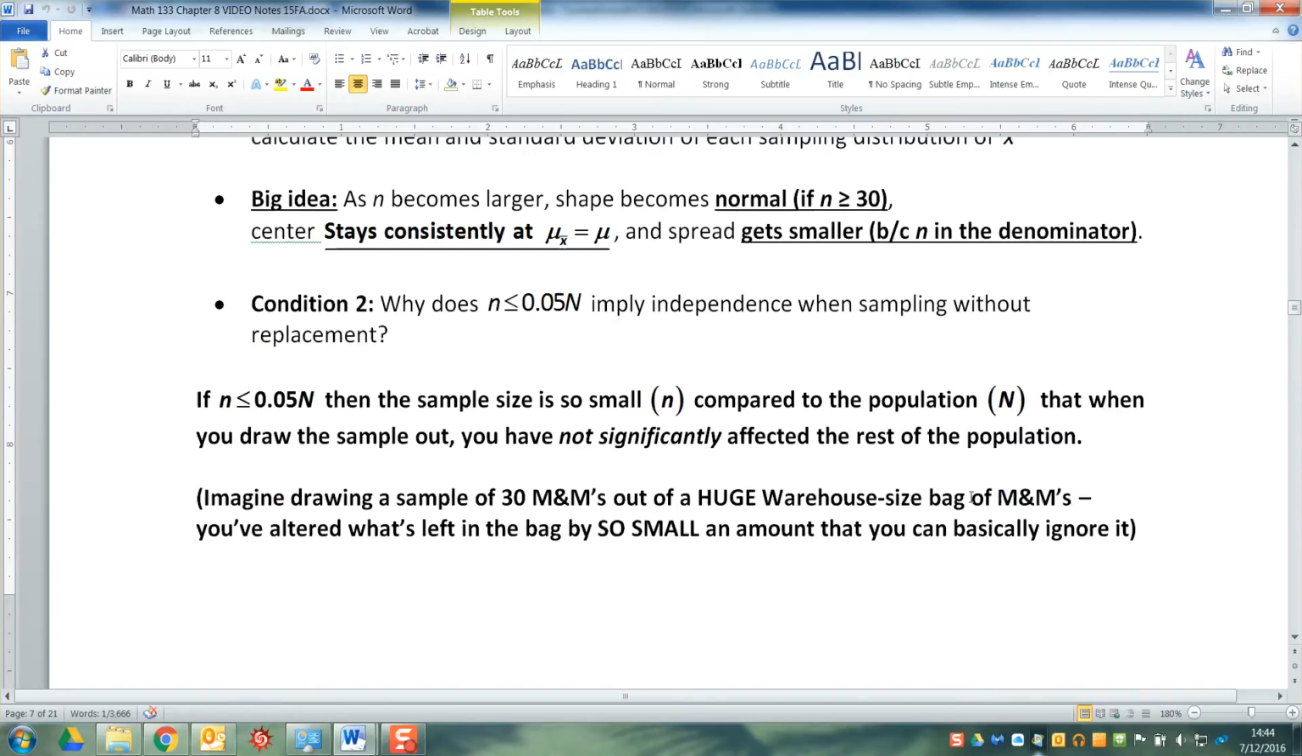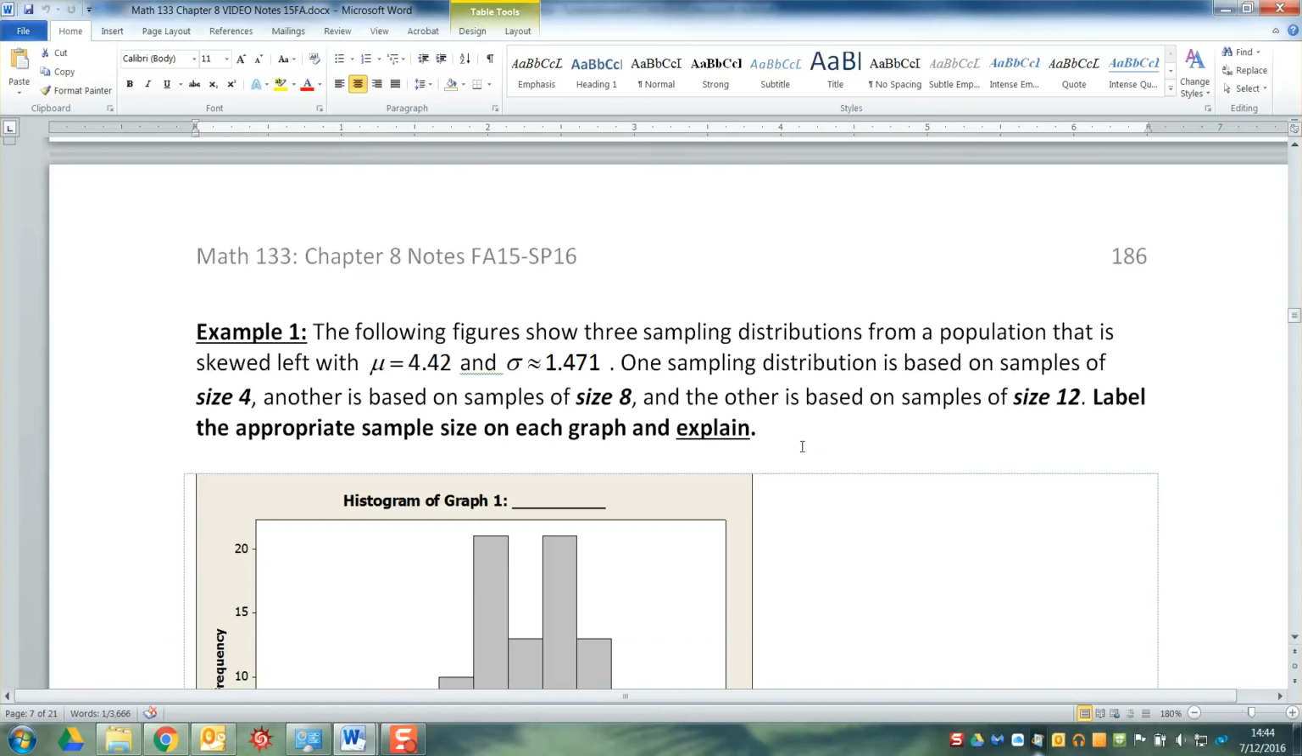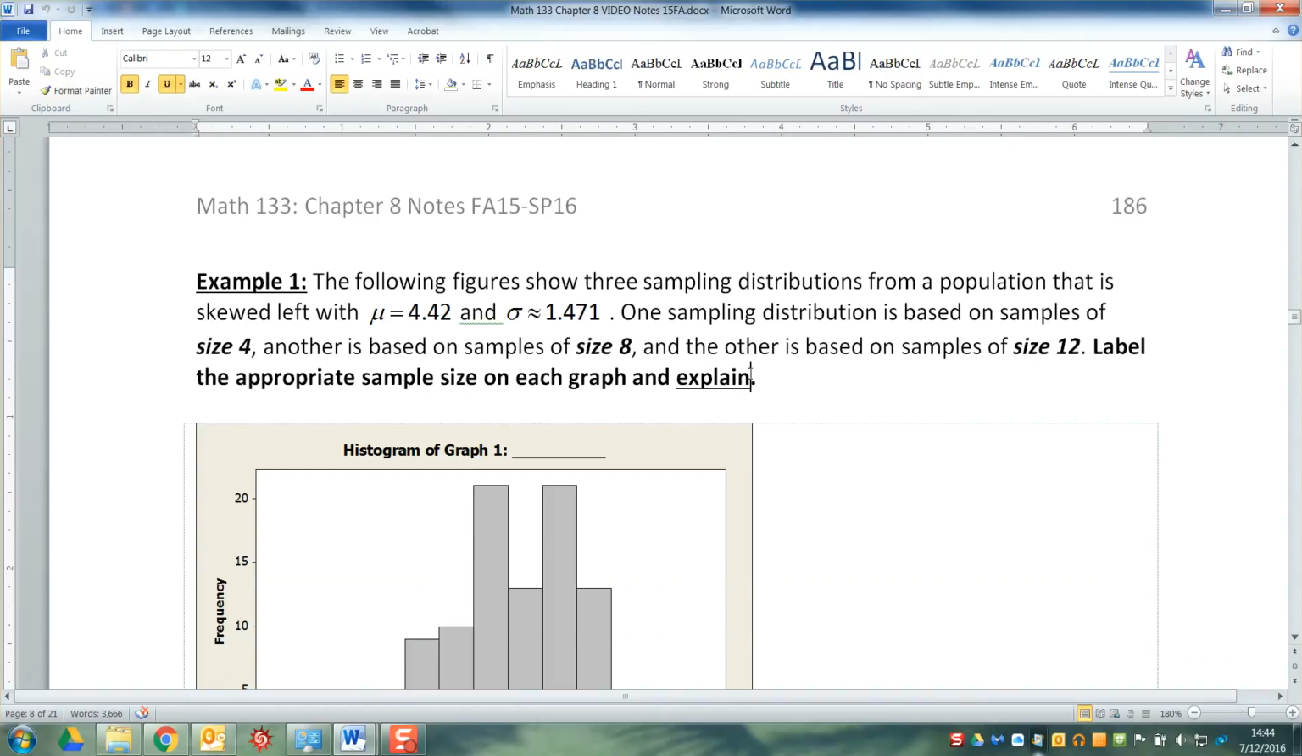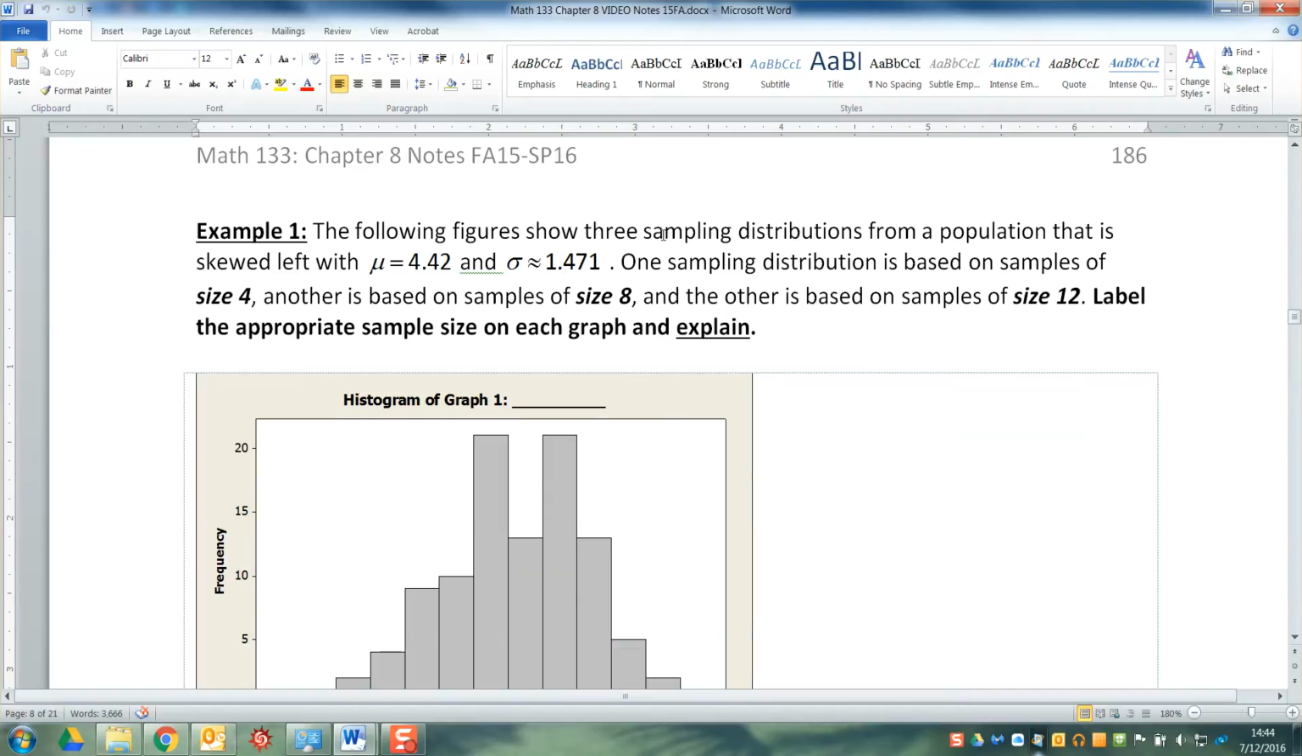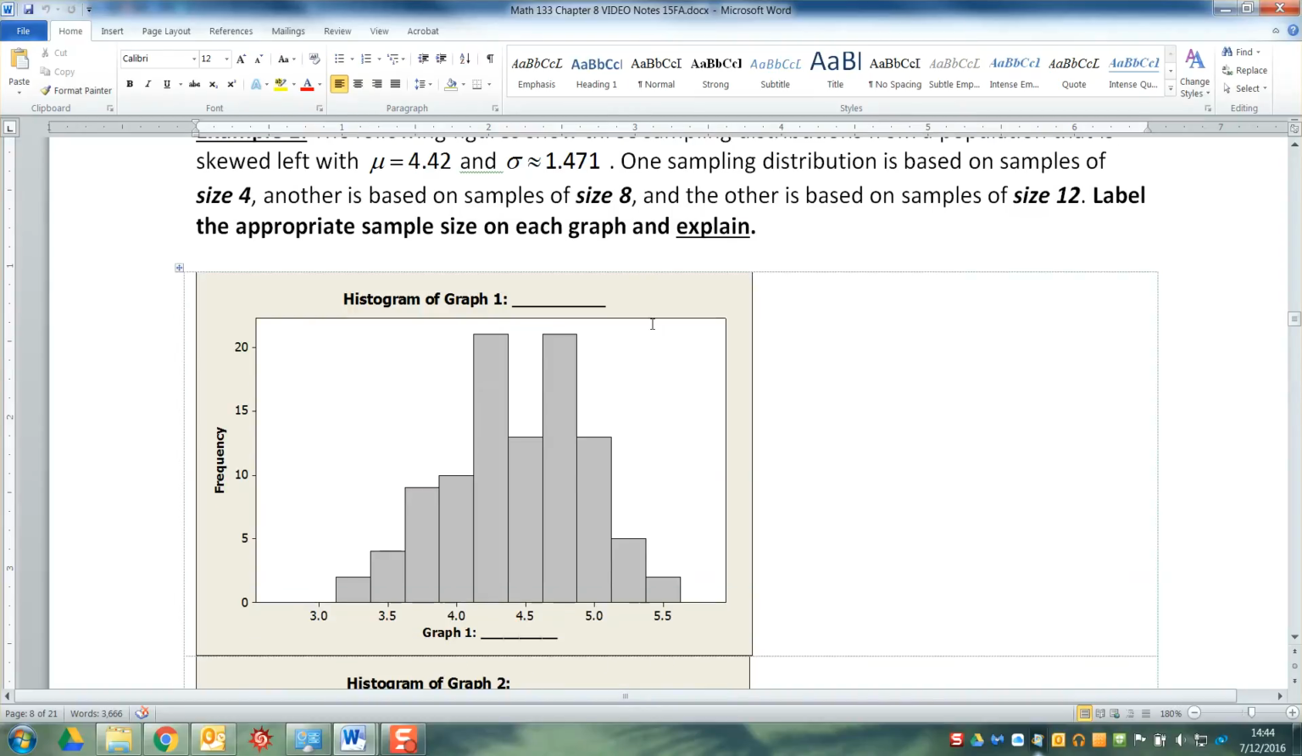All right, all of this leads us to this example right here. So we have the following figures show three sampling distributions from a population that is skewed left, with mu equal to 4.42 and sigma equal to 1.471. One sampling distribution is based on samples of size 4, another is based on samples of size 8, and the other is based on samples of size 12. We're supposed to label the appropriate sample size for each graph and explain.